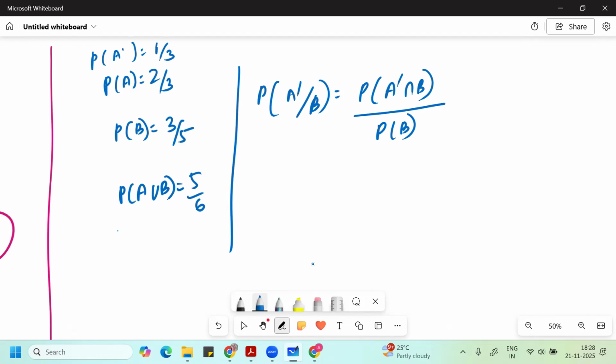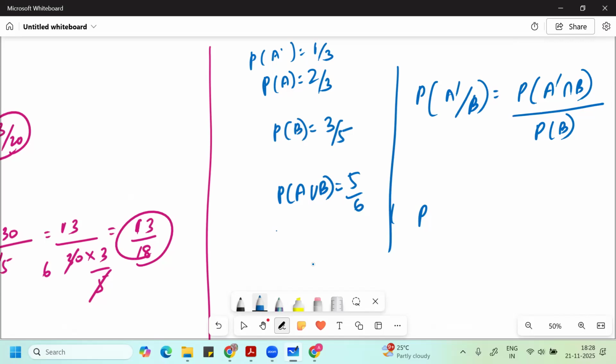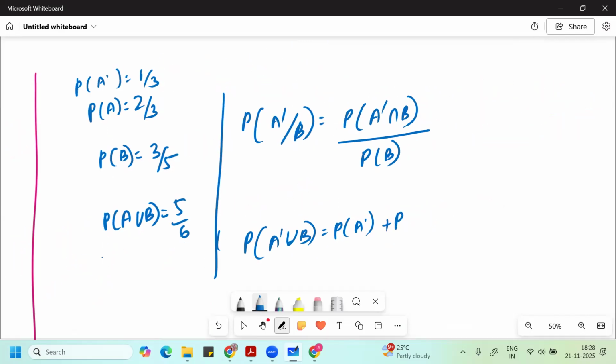Okay. So if I ask you probability of A dash union B, it would be probability of A dash plus probability of B minus probability of A dash intersection B. Now I don't know probability of A dash union B. I know probability of A union B.